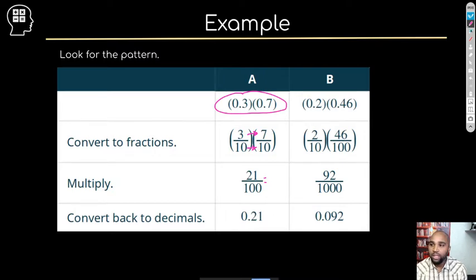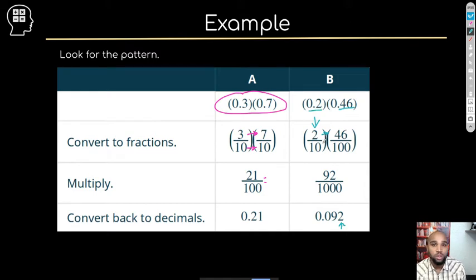Now look at this next one and see if you can find the pattern. We can multiply 0.2 times 0.46. Turn those into fractions. This is a tenths place, and 46 hundredths like this. Well, we multiply straight across, and it gives us 92. 10 times 100 gives us 1,000, and so 0.092, because the 2 is in the thousandths place. Do you see any patterns? Now, don't feel discouraged.